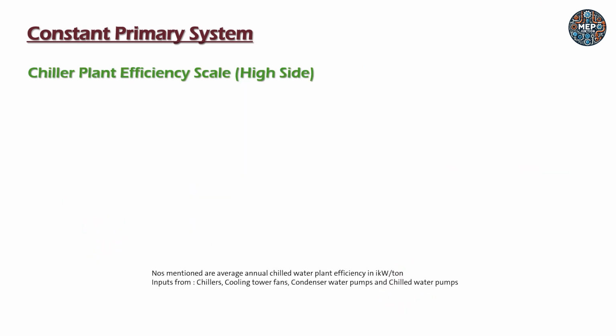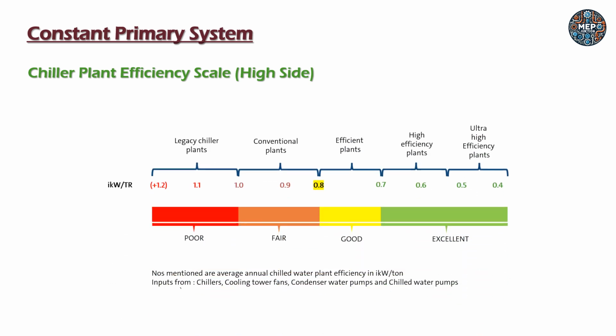To understand the chiller plant efficiency for the constant primary system, let us first understand the scale for different kinds of chilled water systems. This is divided into four different categories: one is poor, then fair, good, and excellent. These four scales are divided based on the type of plants.